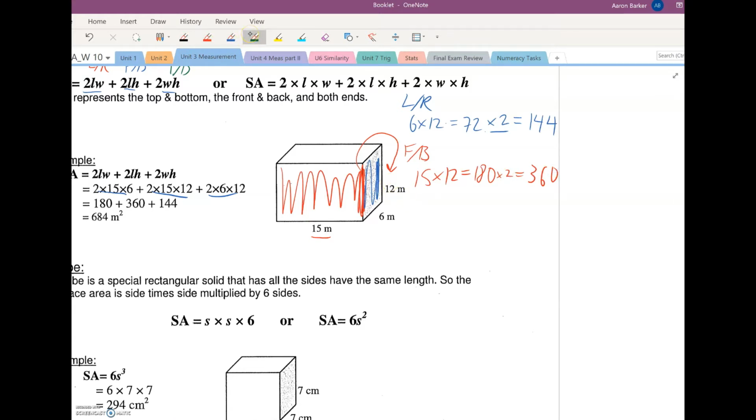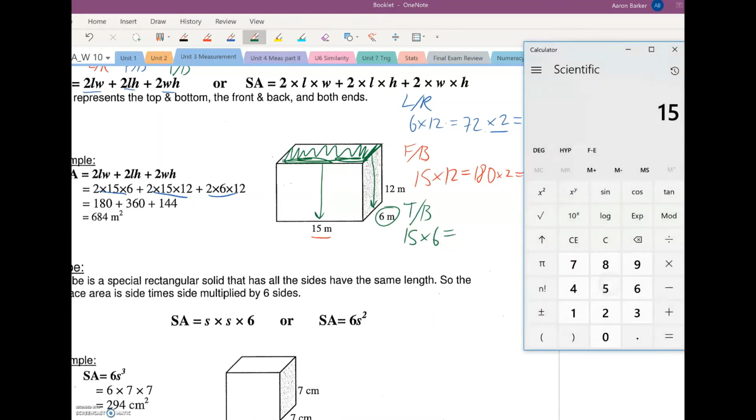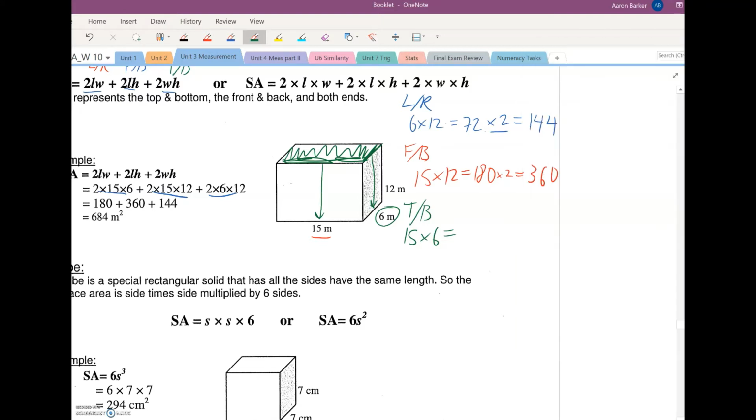And then the last one is the top and the bottom. So this one is right here. Now there's no measurements on that side, but on this side, the measurement is written down below, 6. And on this side, the measurement is written down below, 15. So this is a 15 by 6 or 6 by 15. It doesn't matter which way you think about it. Again, I have to use my calculator, and I get 90. And then I double it, so that's 180. Now that I have all the pieces, I will just add them up, 684.